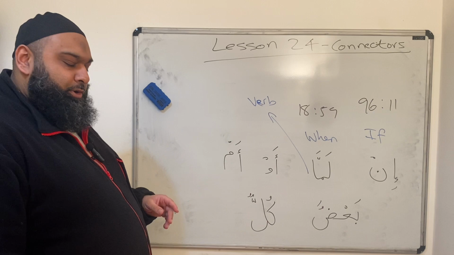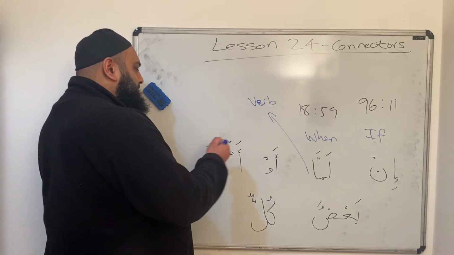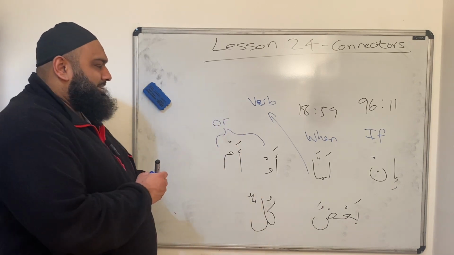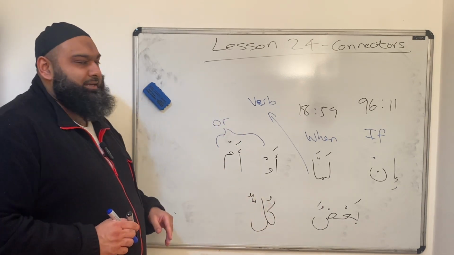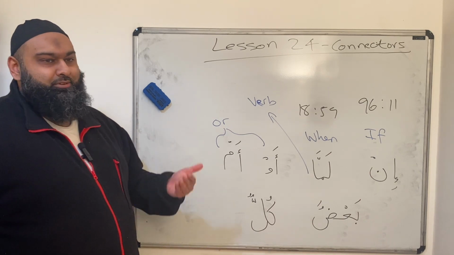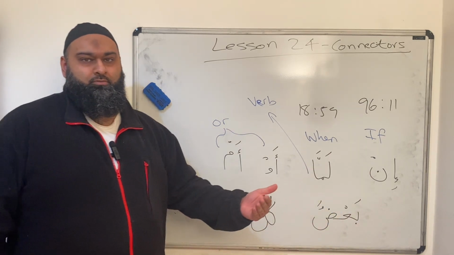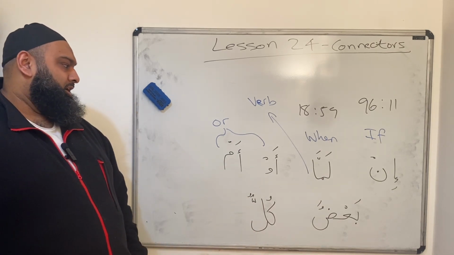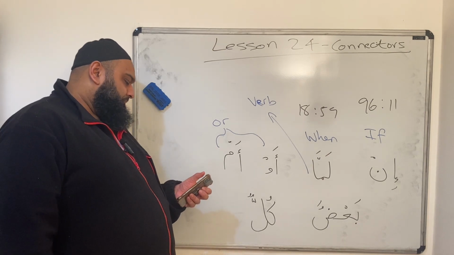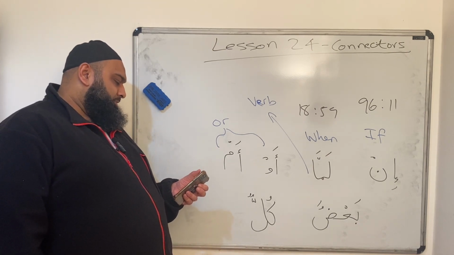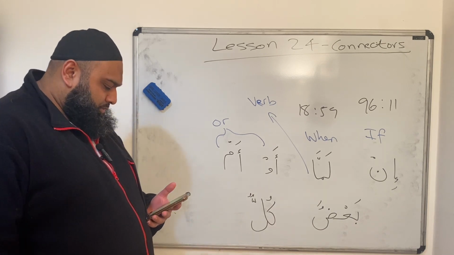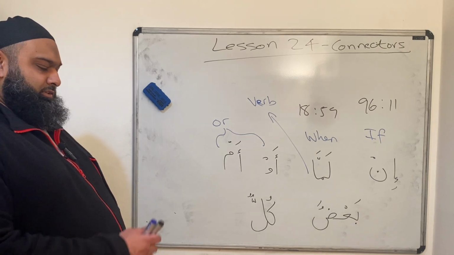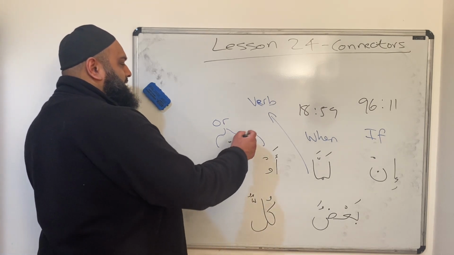Okay, aw and am both mean "or". But there's a difference between the usage of aw and am. Aw is just a general or, this or that. Am is in a question form, it is always used in a question form. So let's see the example that has been given for aw. Surah Al-Baqarah, verse number 284. This is for aw.